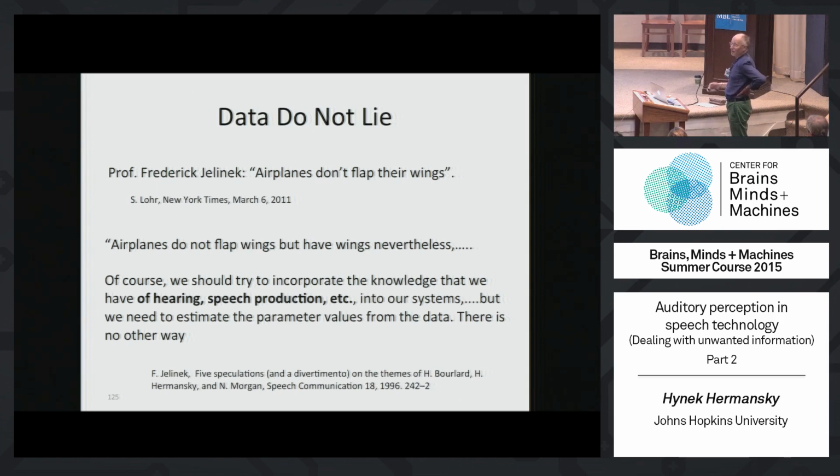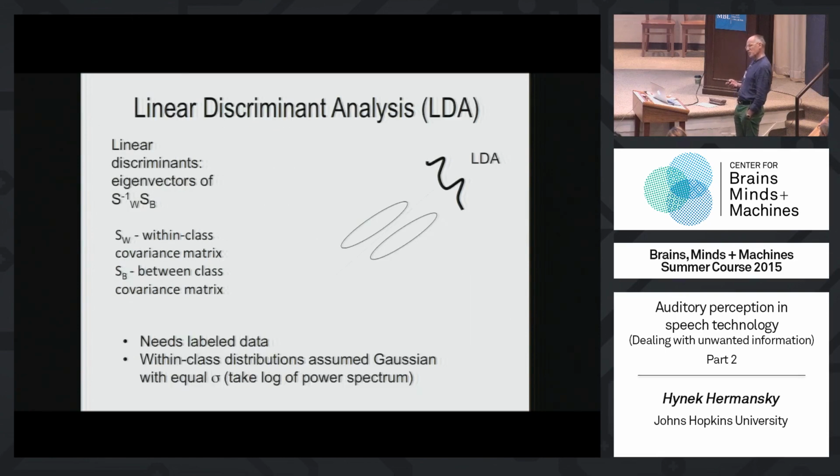So we should try to include everything we know about human perception and production and so on. However, we need to estimate the parameters from the data, because don't trust just the textbooks and that sort of thing. You have to derive in such a way that is relevant to your task. What I wanted to say, you can use the data to derive the similar knowledge, and I want to show it to you. What you can do is to use, again, known from statistics, what is called linear discriminant analysis. This is the statistician's friend.